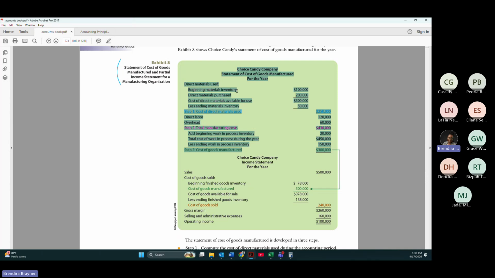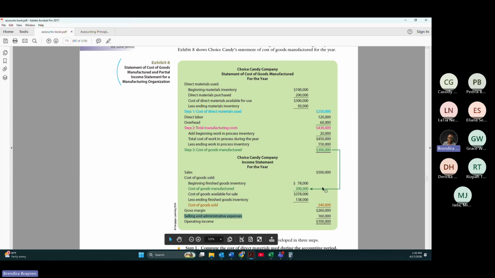We use direct material beginning and ending balances for inventory, and work in process beginning and ending inventory balances. We don't need finished goods. So even if they give you finished goods inventory, that goes in the income statement. It doesn't belong on the cost of goods manufactured. So if they give it to you, ignore it. Things like selling and administrative, and like I say, finished goods inventory, beginning and ending, don't belong.